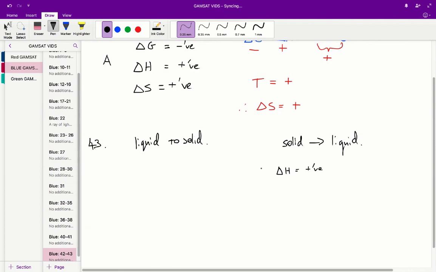What we also know is that when we go from a solid to a liquid, in general, that is an increase in entropy. So we'd expect our change in S to be positive. So for our actual answer, we've got to reverse all of that. So change in H is negative and change in S is negative. So the correct answer for question 43 is therefore D.